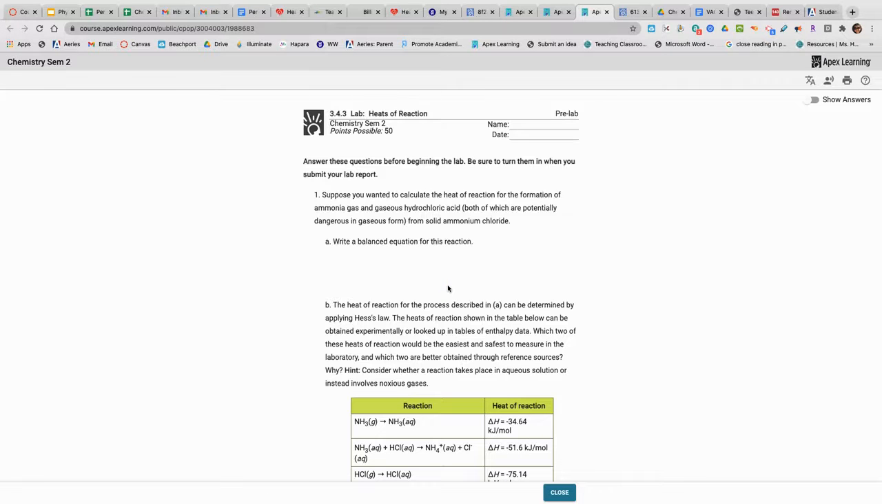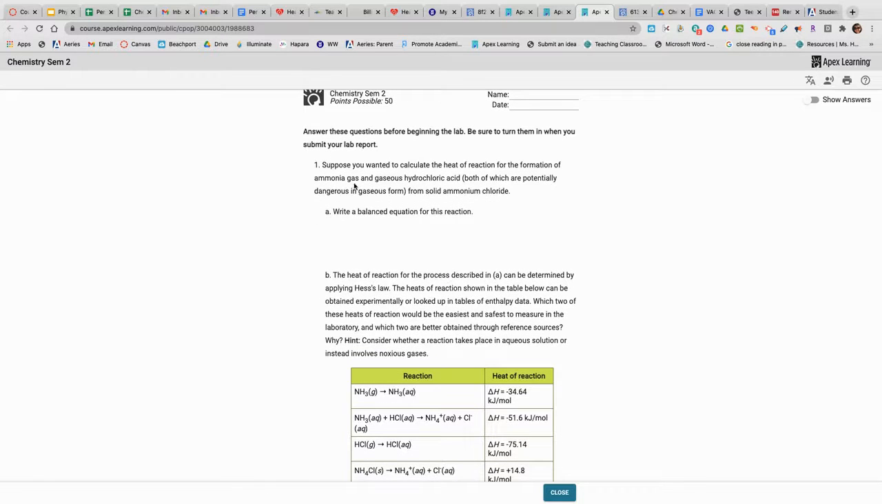All right, so here's your pre-lab. The first question says, suppose you wanted to calculate the heat of reaction in the formation of ammonia gas and gaseous hydrochloric acid from solid ammonium chloride. First thing is write a balanced equation for this reaction.